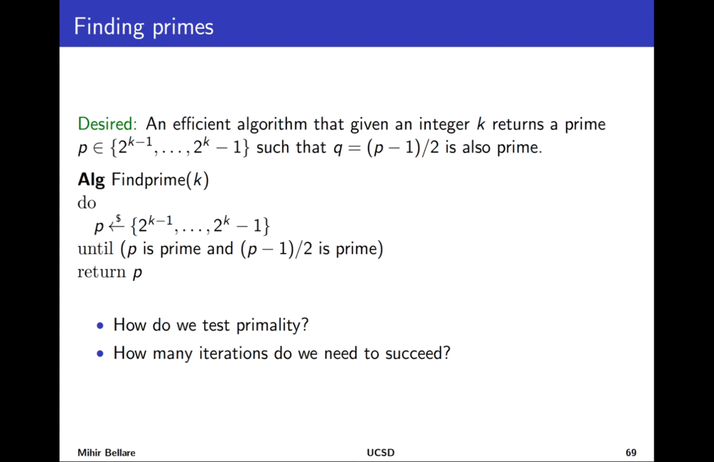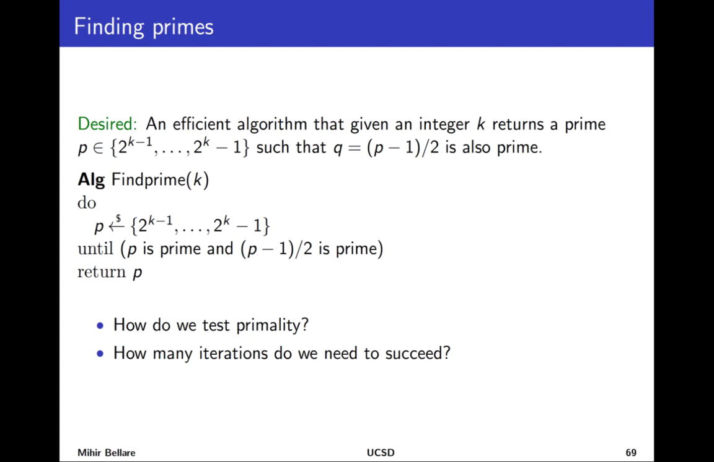So let's detail what an algorithm for finding primes would be like under this paradigm. We'll give it as input an integer k representing the desired bit length of the prime. For example, k is 1024 means give me a 1024-bit prime. That means the prime has to be in the range 2^(k-1) up to 2^k.